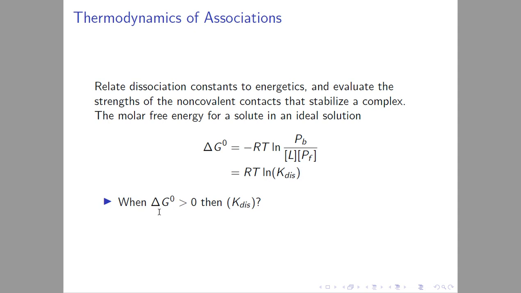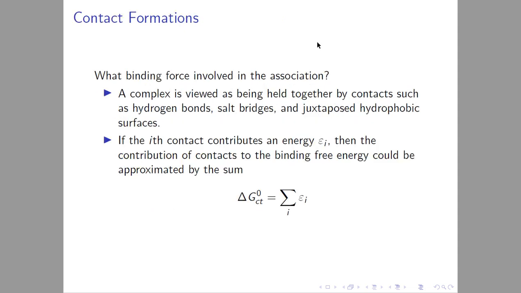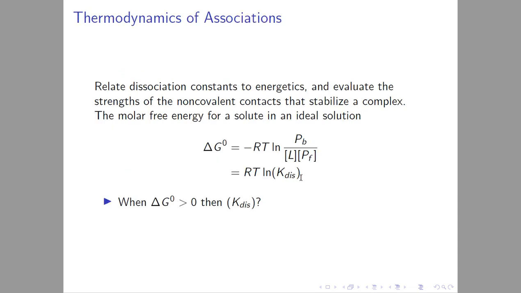When we do the experiment, we measure the Gibbs free energy, delta G naught. So what happens if delta G naught is greater than 0? Whether the complex C easily dissociates into A plus B, or stays associated in the C complex. Okay, so that is the thermodynamics of association.